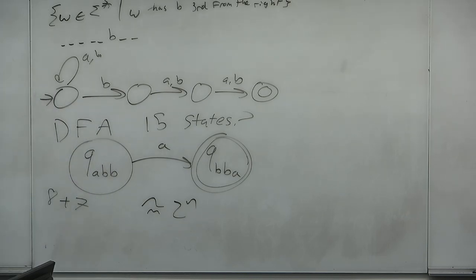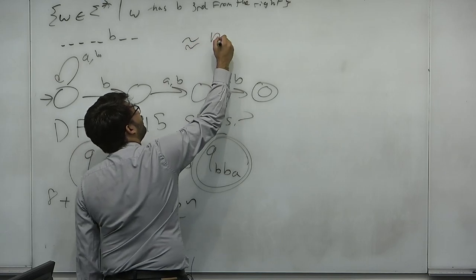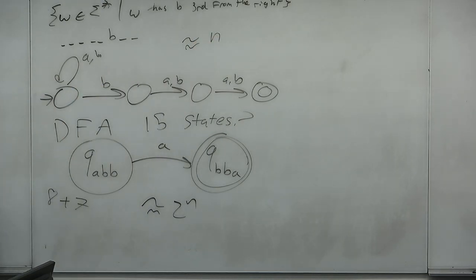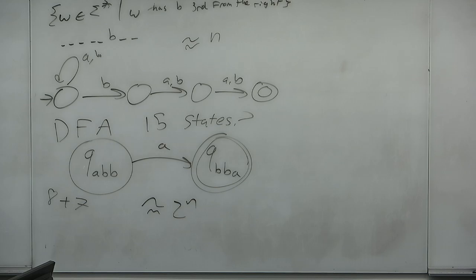If you want to be n from the right, it's approximately linear sized, right? So the NFA is also smaller. It's more efficient, right? It's an exercise for you to prove that this specific language could not be done with fewer states. But here, great power of the NFA.